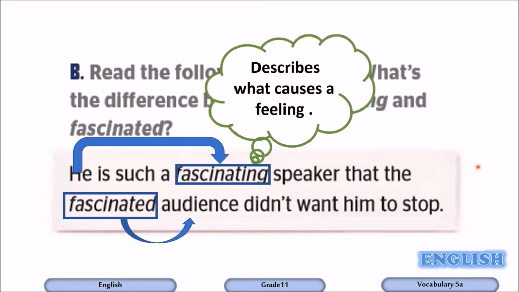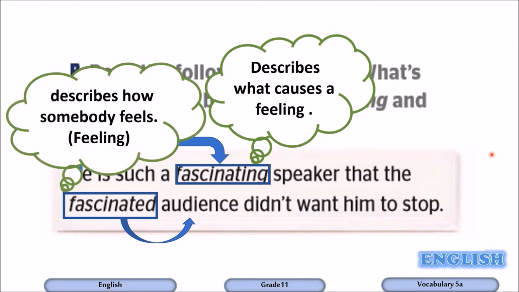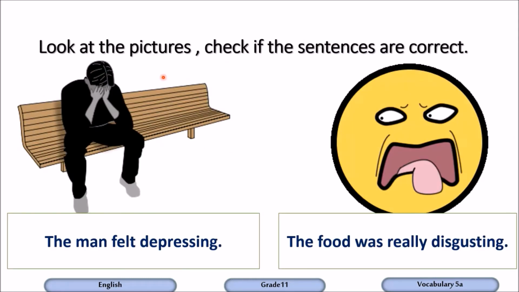Fascinating here describes what causes a feeling. So the adjective ending in -ing describes the situation, the impact itself. Fascinated, an adjective ending in -ed, describes how somebody feels. It describes the feeling. Look at the pictures, check if the sentences are correct. The man felt depressing. The adjective here is with -ing and it is supposed to describe the feeling. So do you think it is correct? It's wrong, because when we want to express feeling with some adjectives, we have to put -ed and not -ing.